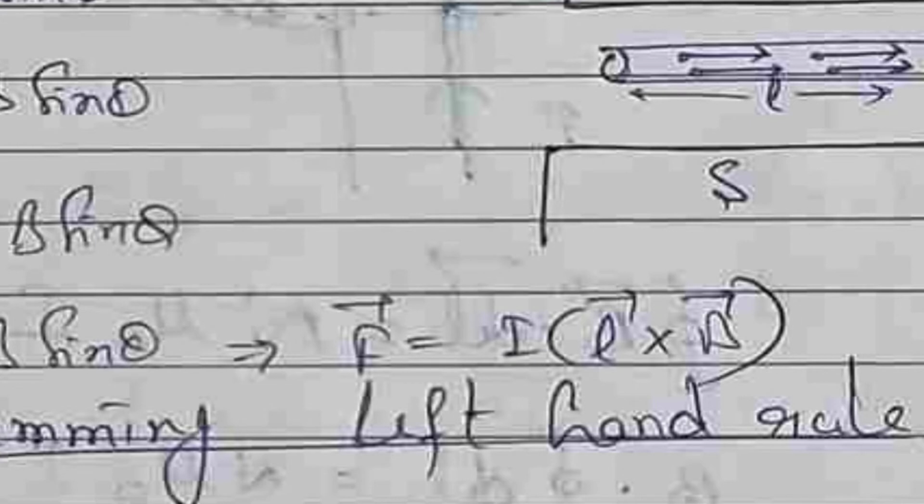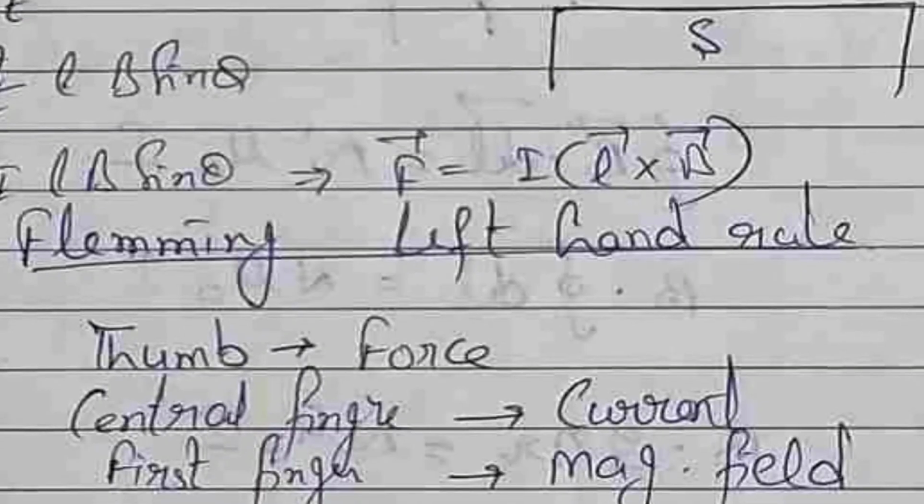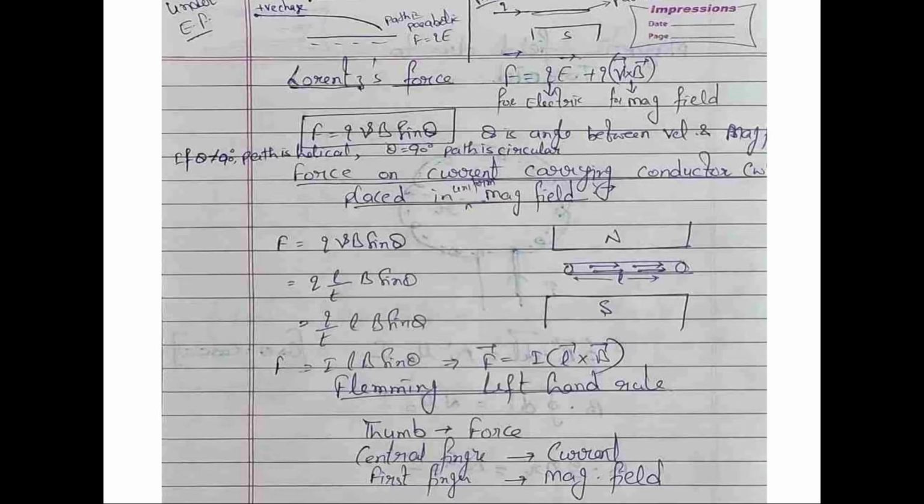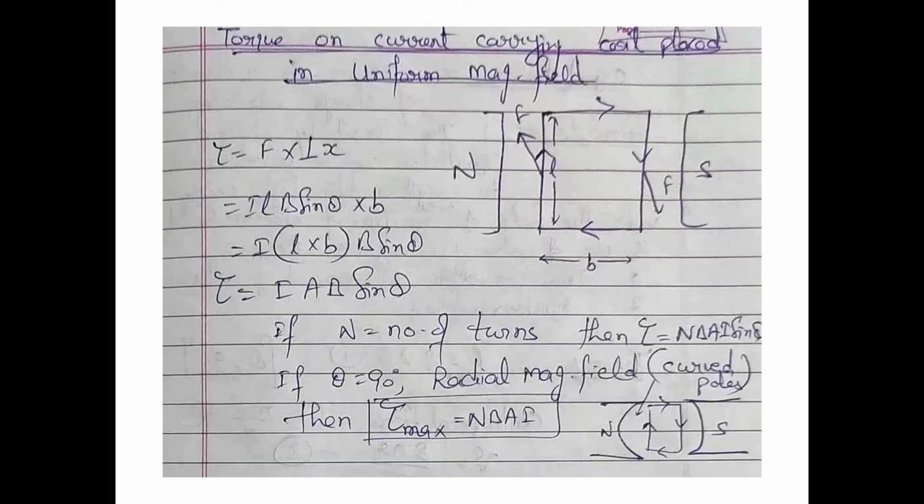or it is governed by the relation F equals I L cross B. It is very well known, Fleming's left-hand rule, where force is represented by the thumb, the central finger represents current, and the first finger represents the magnetic field. You can stretch your three fingers in perpendicular directions.